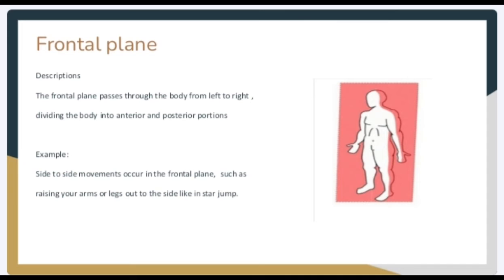Frontal plane. Description. The frontal plane passes through the body from left to right, dividing the body into anterior and posterior portions. Example: side to side movements occur in the frontal plane, such as raising your arms or legs out to the side, like in the star jump.